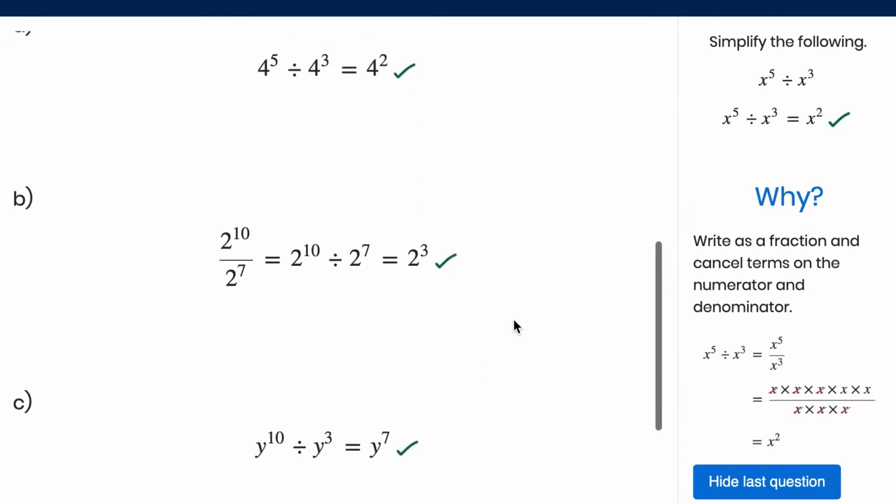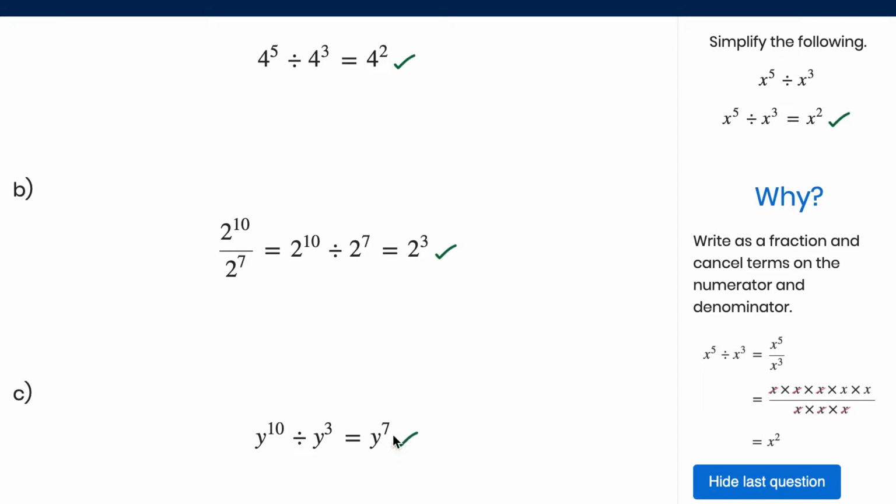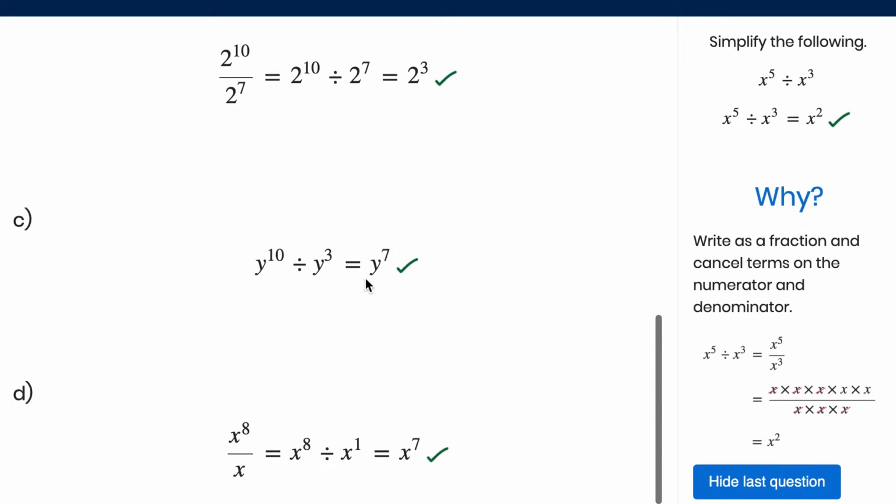Okay, so for part C, the answer is y to the power of 7, because 10 minus 3 is equal to 7. And finally, for part D, x to the power of 8 over x is the same as x to the power of 8 divided by x to the power of 1, because an x on its own is the same as x to the power of 1. And this comes to x to the power of 7, because 8 minus 1 is equal to 7.